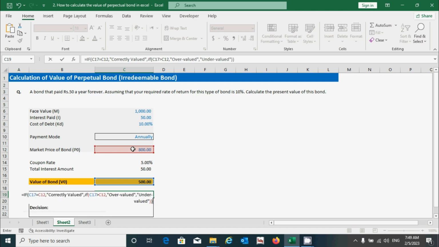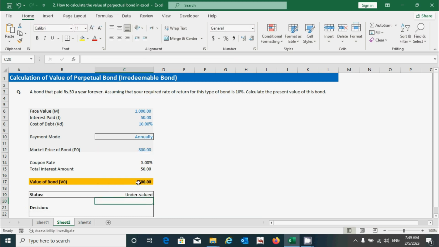Now press the double close parenthesis to close the IF statement. Okay, and now press the enter key. You can see our calculated value of the bond, which is 500, is less than this amount. That's why this is showing. If you change it to 400, you will see overvalued. Alright, so here I'm going to keep it the same as earlier.